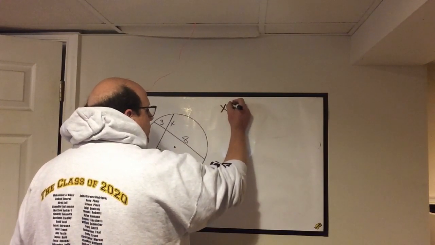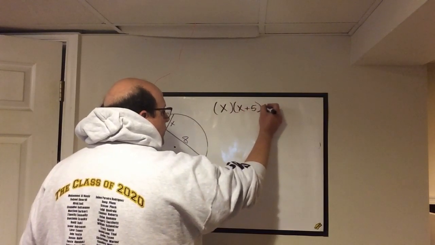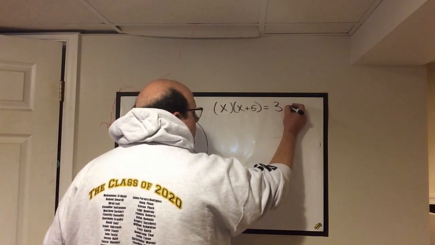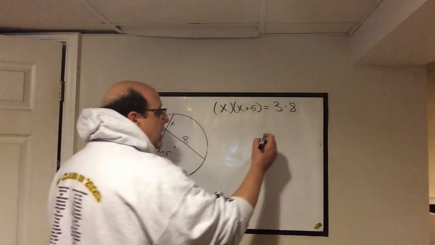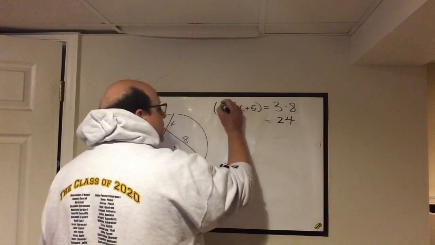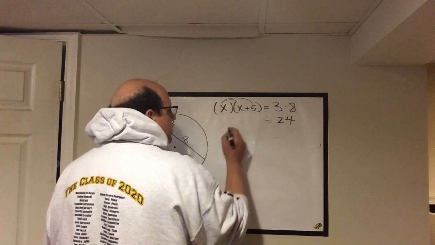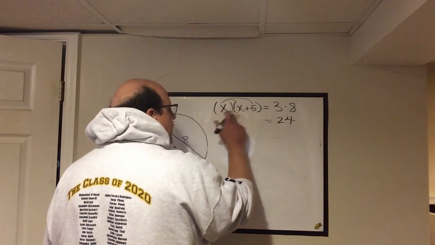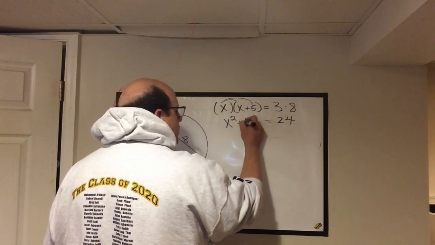x times x plus 5 equals 3 times 8. Okay, so far so good. We've written it all out, and we can do this math, and everybody knows that 3 times 8 is 24. That's the easy part. And then we're going to distribute the x. We're going to multiply the x by every piece inside the parentheses, and we're going to get x times x, which is x squared, and then x times 5, keeping the addition symbol, is 5x.